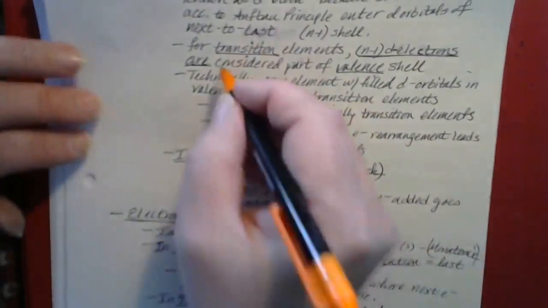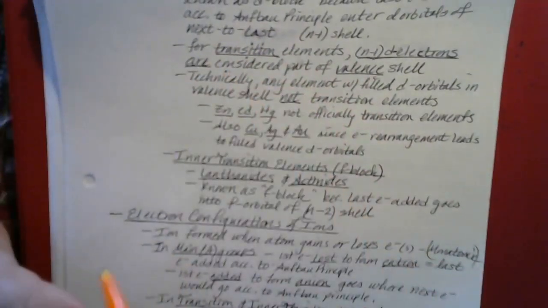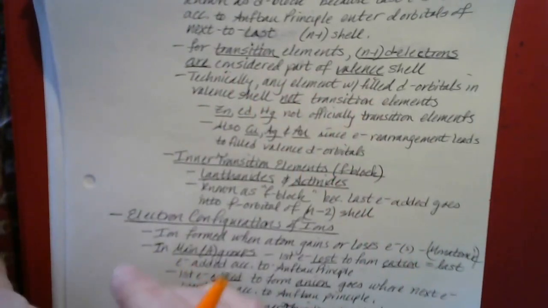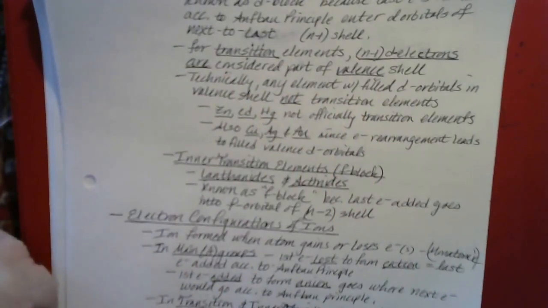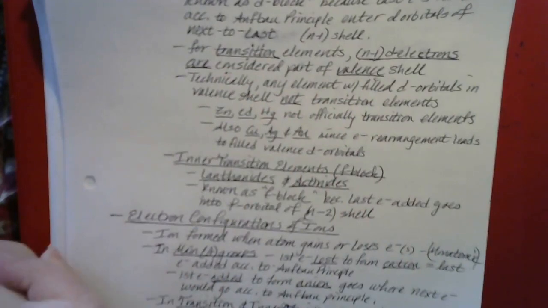All right. Also, the book points out, and we're not really going to make much of this, but I'll mention it just in passing since the book does. Technically, any element with filled d orbitals in the valence shell is not considered a transition element, according to the official rules of the International Union of Pure and Applied Chemistry.